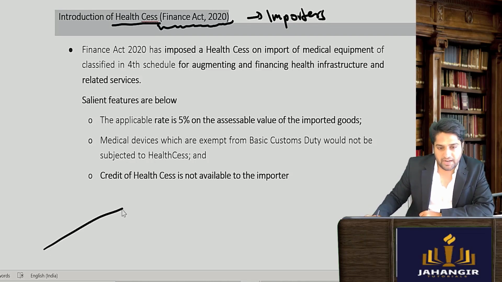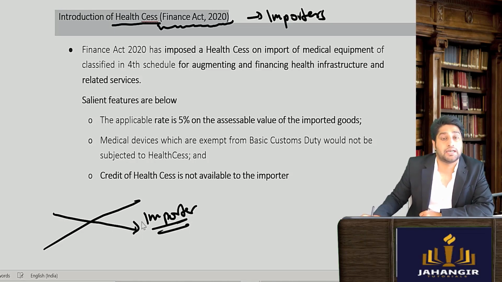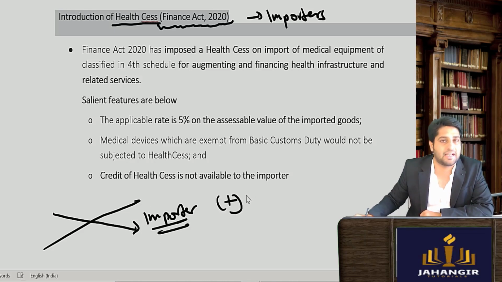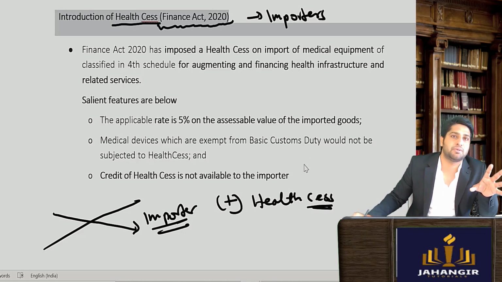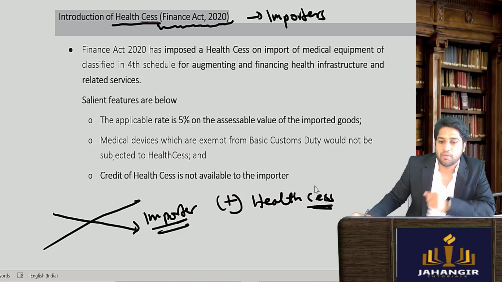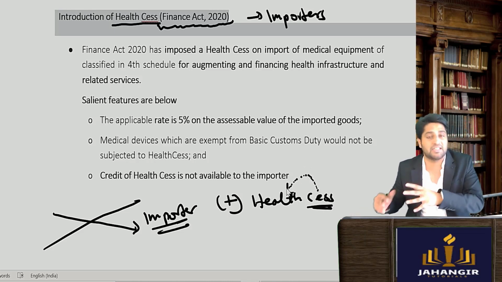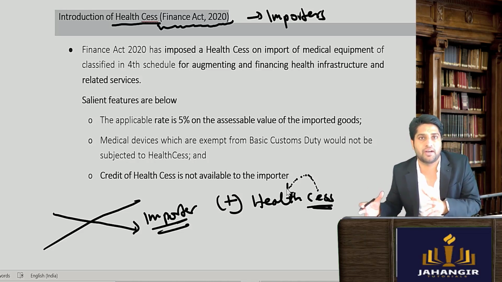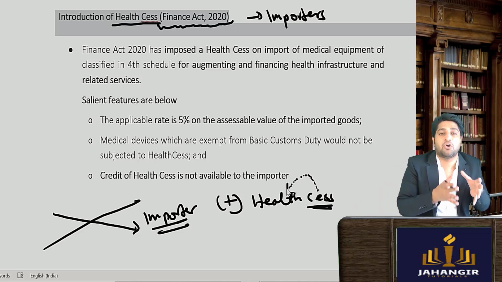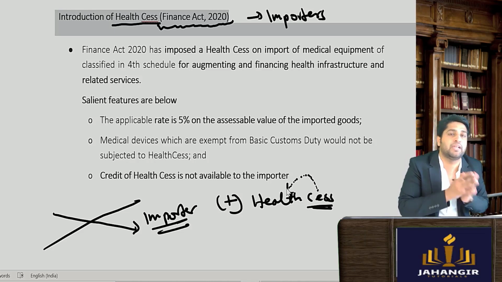So when I am importing goods, I'm an importer, an additional cess is being levied. So there will be a tax I will have to pay called health cess. Now what is a cess? Cess is nothing but a tax levied for a specific purpose. It doesn't go into the Consolidated Fund of India. It goes into a specific account which could be used for the specific purpose only.